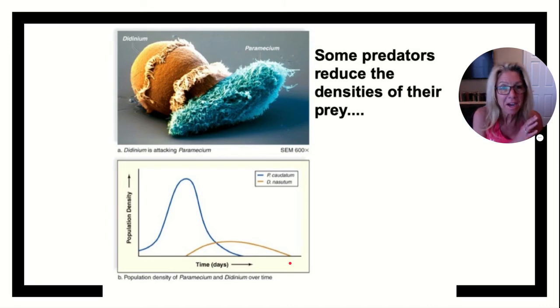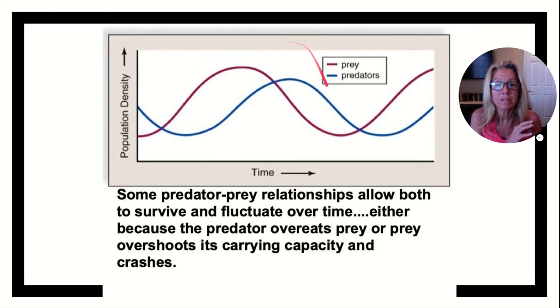So you might see that. That's not good really for either one. Or you might see this predator-prey cycling, and it allows them both to survive. But you can see when the prey numbers go up, who then follows? Then the predator numbers go up, then the prey numbers go down, and the predator numbers go down. So it could happen because the predator overeats the prey, or the prey numbers could go down for some abiotic reason, like there could be a drought, and so there's not enough food for the prey, so the prey numbers are coming down due to that, which then makes the predator numbers fall.